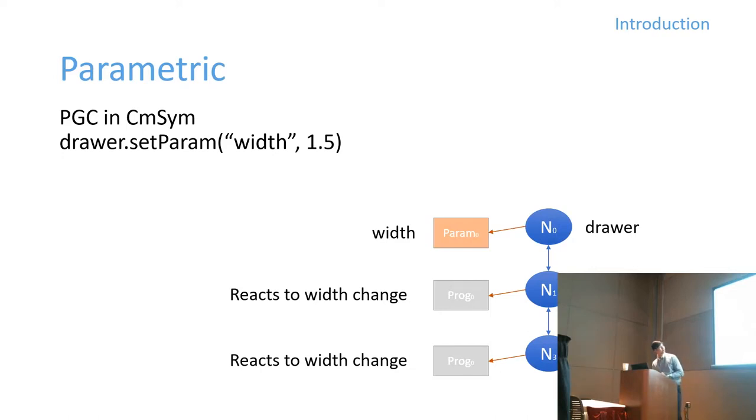Yep. So over here, if you look at the tree structure, we have a drawer, and we have a box, and then we have a knob, and we can define a parameter on the drawer, and then the box can have a program that reacts to what happens when that parameter changes. If your box changes in width, then your knob probably wants to change in position as well.